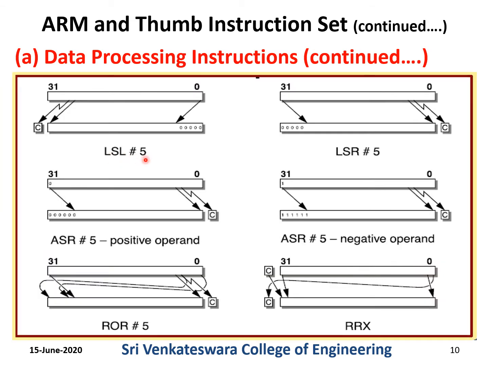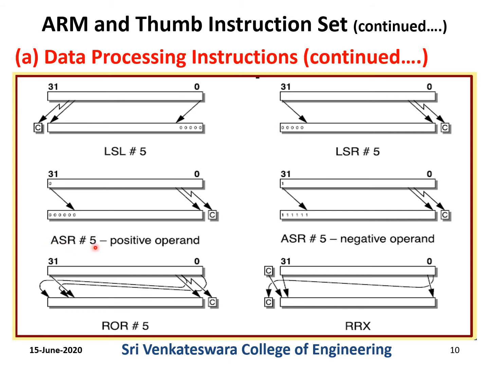So in the first example, LSL #5, logical left shift, the bits are shifted to the left, so in the right side 5 zeros are appended. LSR #5 shifts the bits to the right side 5 times, so in the left side, that is the most significant bit side, 5 zeros are appended.